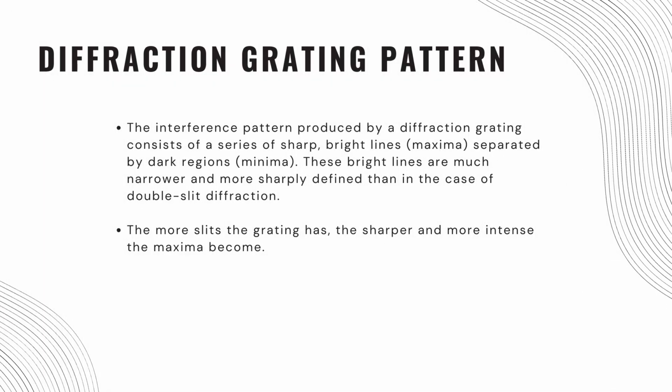Diffraction grating pattern. The interference pattern produced by a diffraction grating consists of a series of sharp, bright lines, maxima, separated by dark regions, minima. These bright lines are much narrower and more sharply defined than in the case of double-slit diffraction. The more slits the grating has, the sharper and more intense the maxima become.